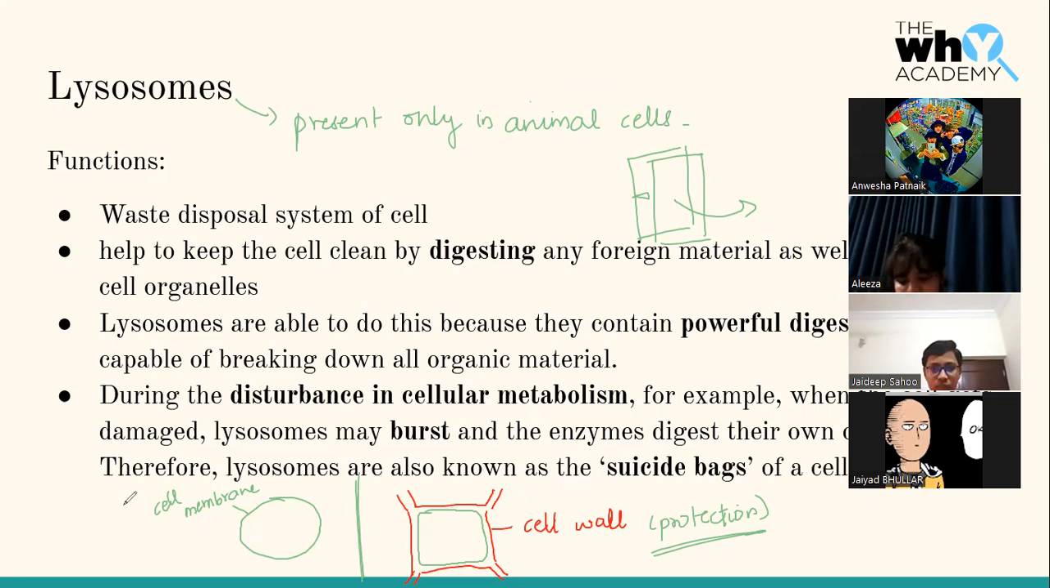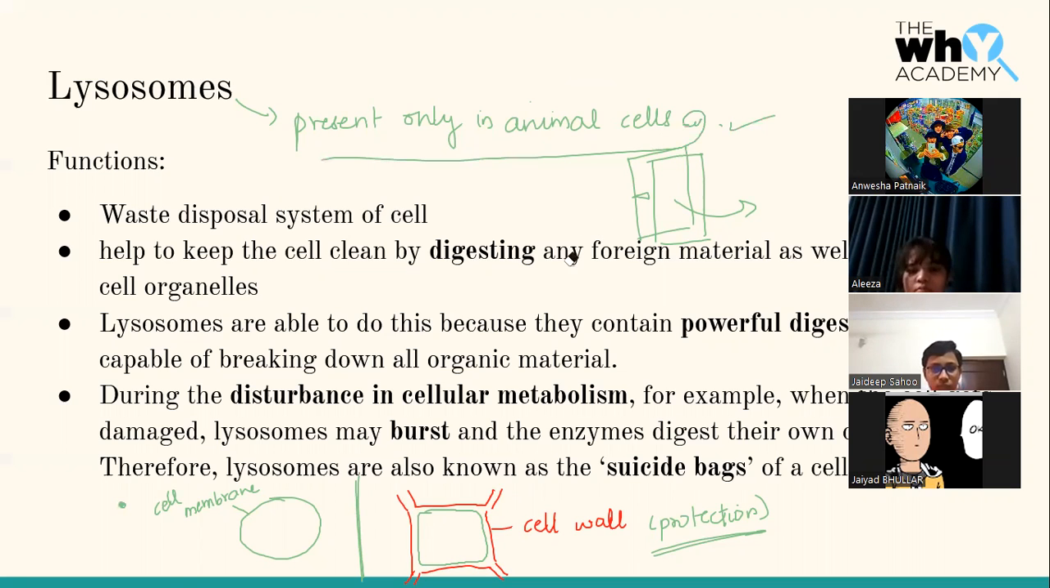This I have given you for your explanation. Usually you only need to know that lysosome is present only in animal cell. This is sufficient. They will not ask you why, but this is for your understanding, so that when you get the question of why this is so, you should be clear that because in plant cells we already have two membranes or two-layered protection, there is not much need of lysosomes.